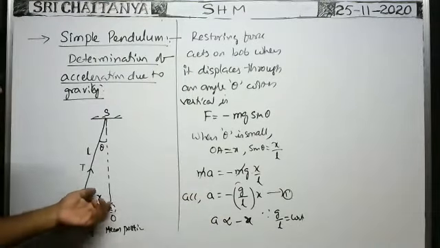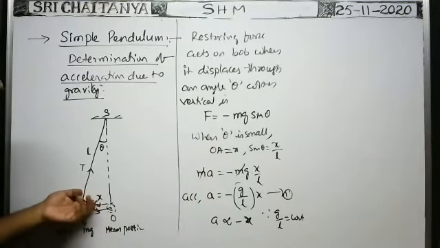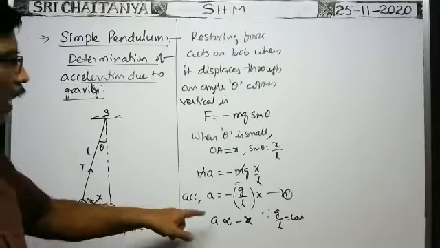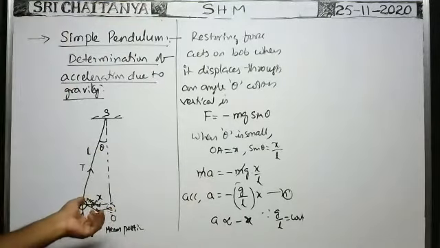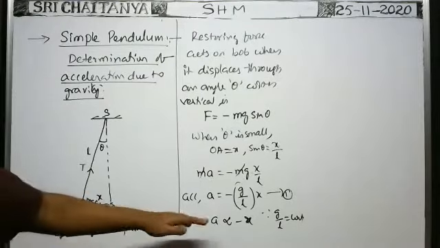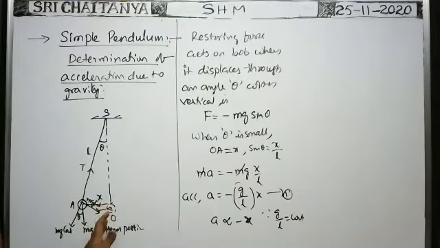That's why here, whenever the bob of the pendulum is displaced through a small angle theta, and when you release them, in such case we already got a is proportional to minus x. When the bob of the pendulum is displaced through a small distance and released, as it follows the condition for SHM, the bob of the pendulum makes simple harmonic oscillations.